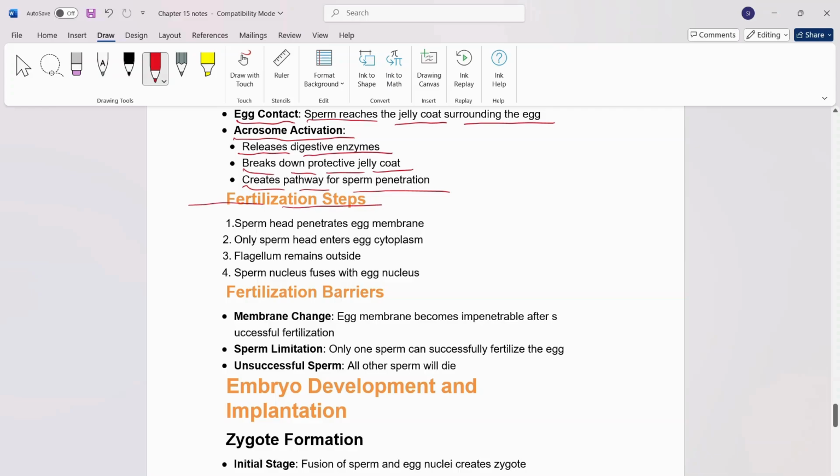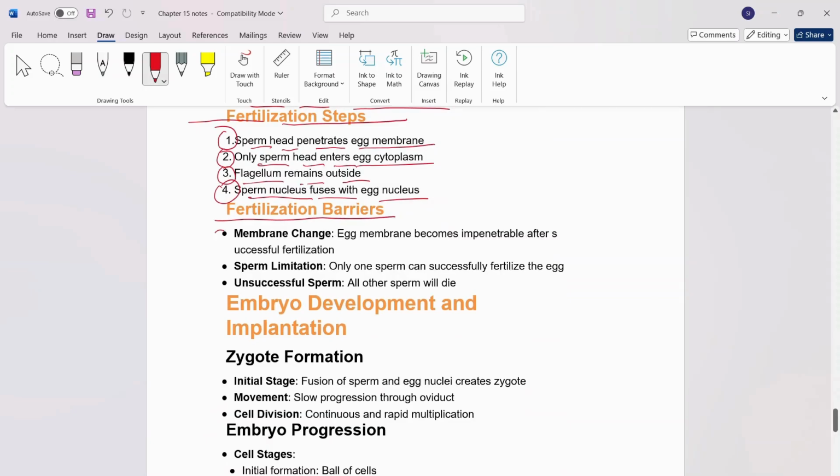Next we have fertilization steps. Number 1 is the sperm head penetrates the egg membrane. Only the sperm head enters the egg cytoplasm. The flagellum remains outside. The sperm nucleus fuses with the egg nucleus.